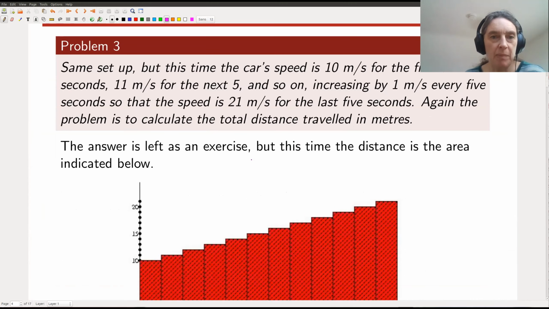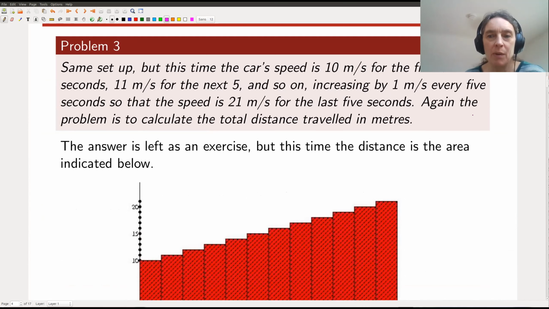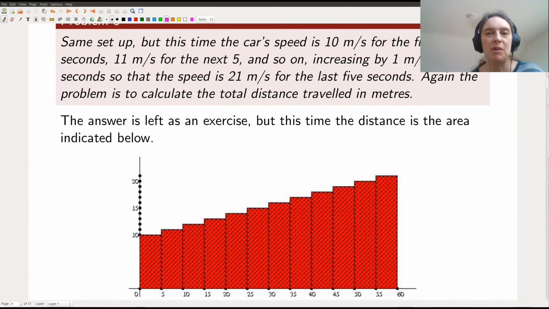Okay, here's another version of the same problem, and again, it's not any more interesting. Same setup. We're traveling again for a minute. This time again, it's a physically unrealistic setup where we are imagining that the speed at which our car is traveling can have discontinuous jumps in it, that we travel at 10 meters per second for the first 5 seconds, then it increases to 11 meters per second for the next 5, and so on. It increases by 1 meter per second every 5 seconds, so that after 11 of those increases for the last 5 seconds of the interval, we're traveling at 21 meters per second.